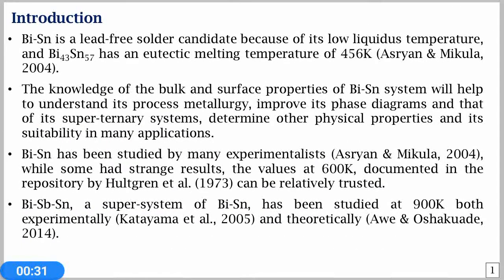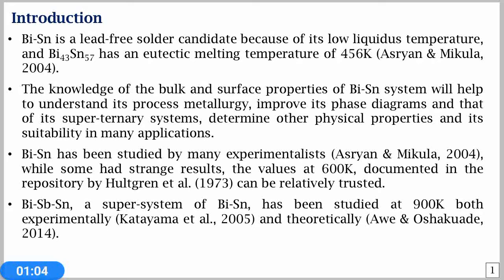Our interest in bismuth tin is because it is a lead-free solder candidate. The knowledge of the bulk and surface properties of bismuth tin will help in determining its suitability in certain applications. A lot of experimentalists have worked on bismuth tin, and some results have been summarized in the repository by Altgreen et al. 1973. The result for bismuth tin in this repository is given at 600 Kelvin.